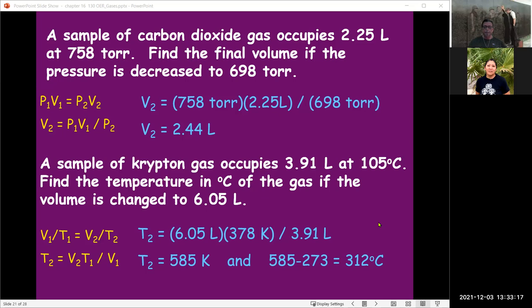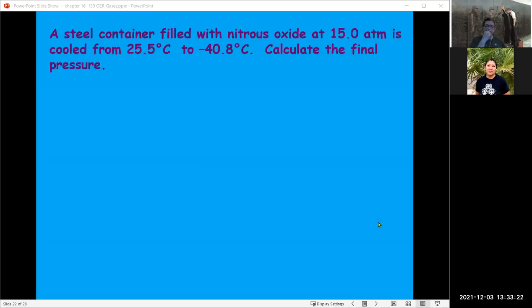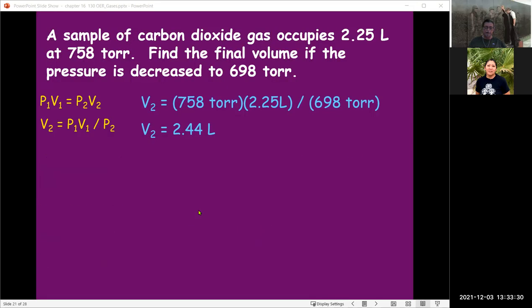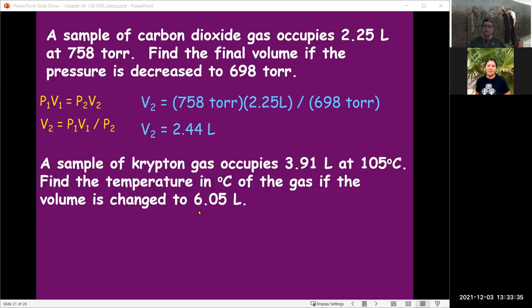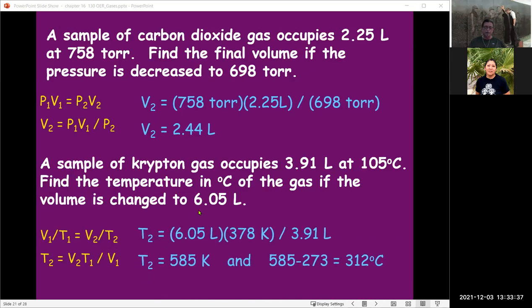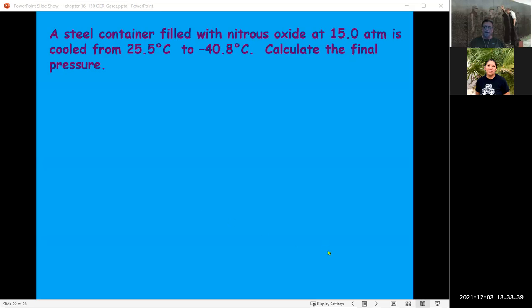All right, a steel container filled with nitrous oxide at 15 atmospheres is cooled from, oh, did I forget something here? Yes. Remember we did STP, standard temperature and pressure? Well, we'll get to that here in a second: 0 degrees and 1 atmosphere.